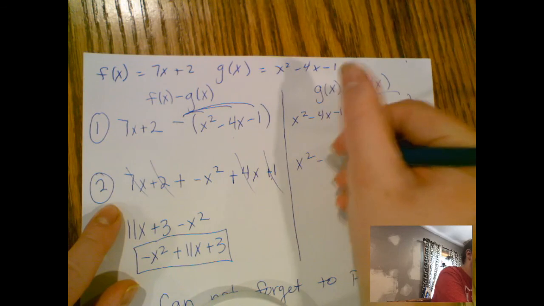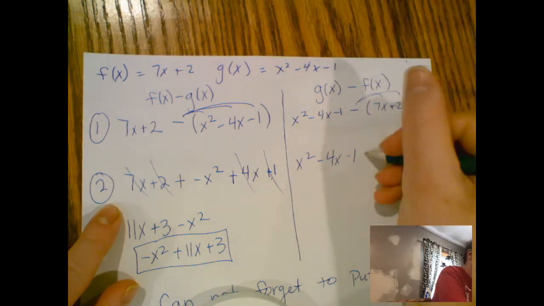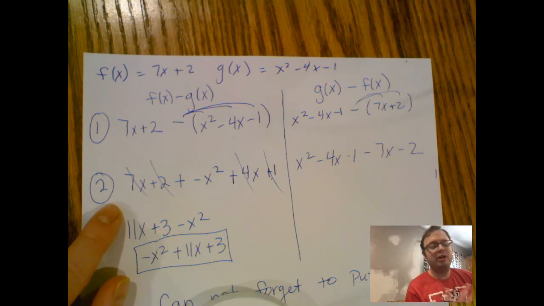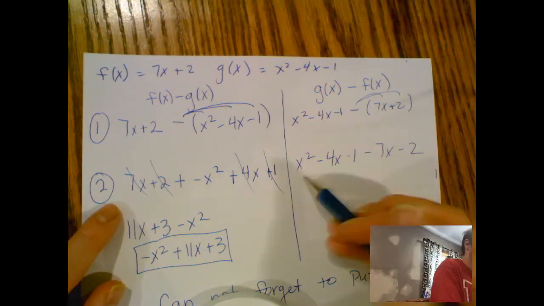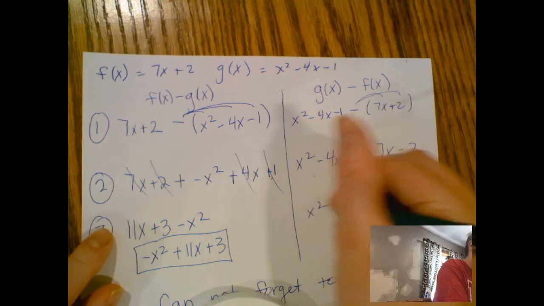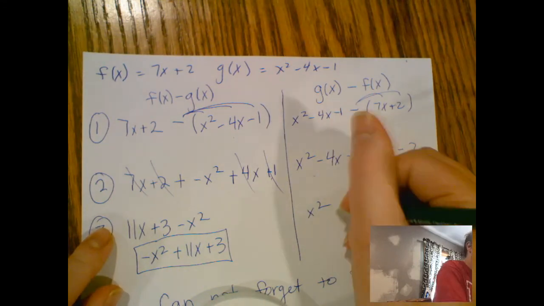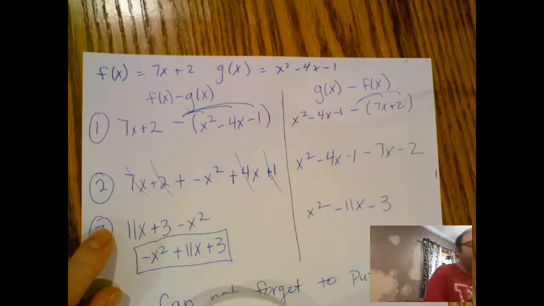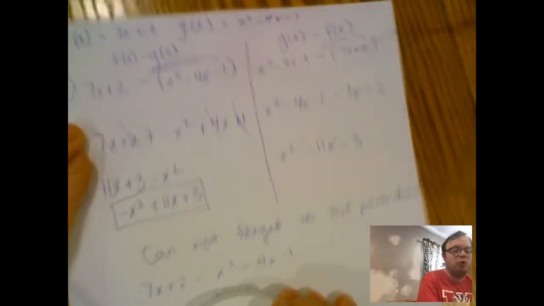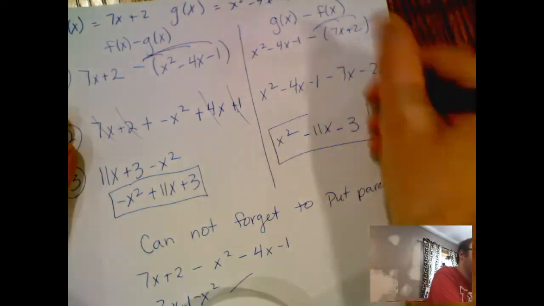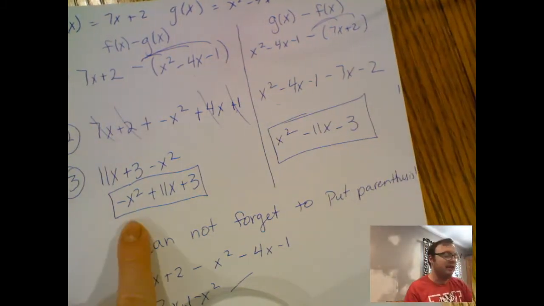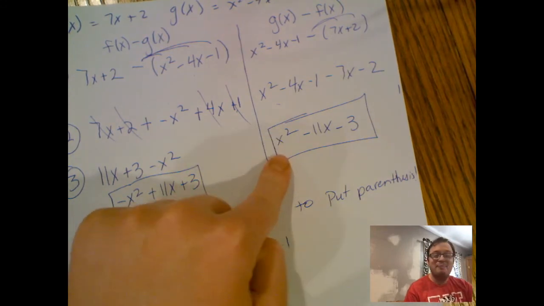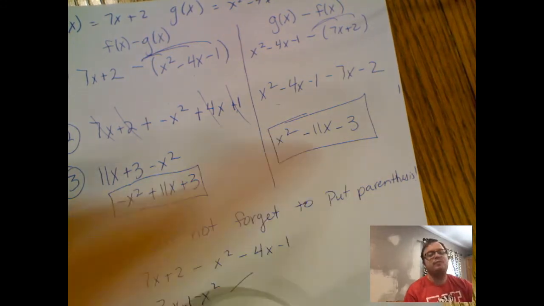I get x squared minus 4x minus 1 minus 7x minus 2. And now what you get is, well, x squared doesn't have any like terms, so we just get x squared. Minus 4x minus 7x, that's minus 11x. Minus 1 minus 2, you get minus 3. Okay? So order does matter. This was my final answer here. Instead of negative x squared plus 11x plus 3, we get positive x squared minus 11x minus 3.